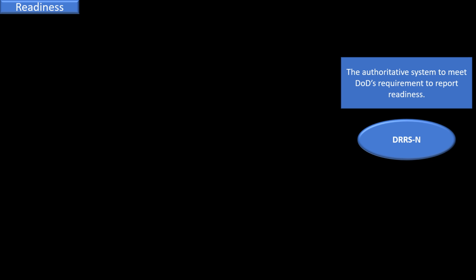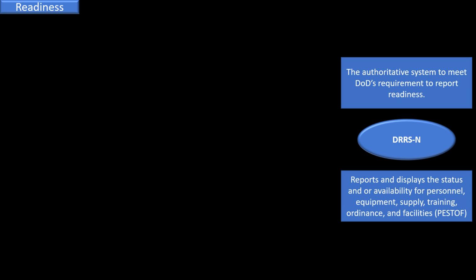Moving on to readiness, and more specifically readiness reporting. So first thing we're going to talk about when it comes to readiness reporting is the Defense Readiness Reporting System Navy, DRRS TAC-N, right? The Defense Readiness Reporting System Navy. So this right here is the authoritative system to meet the DoD's requirement to report readiness, right? We've got to report readiness of the Navy to the DoD, and all the branches of the armed forces got to report, for the DoD, their readiness.